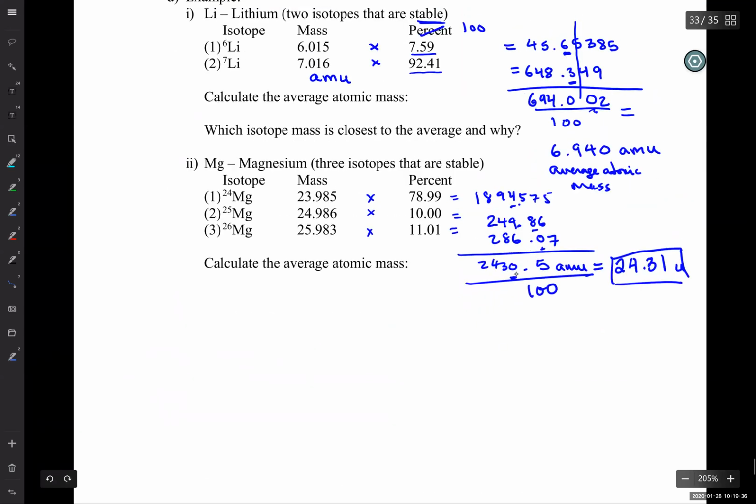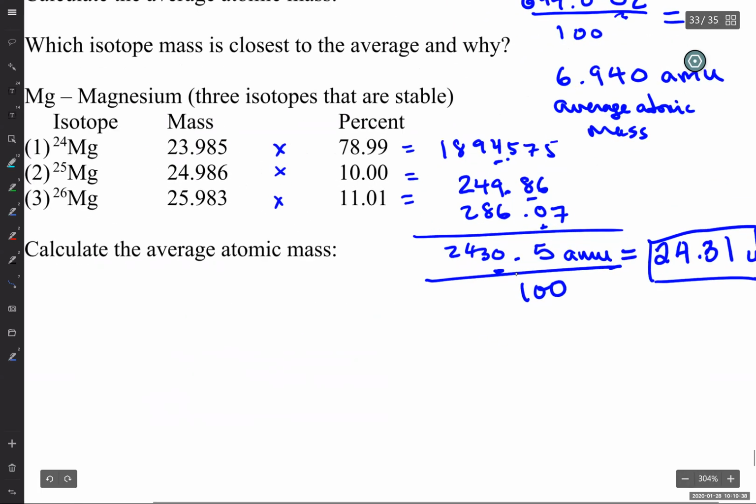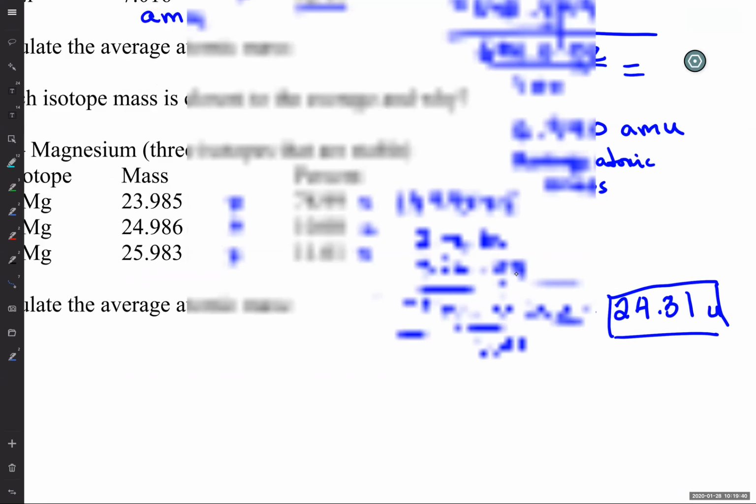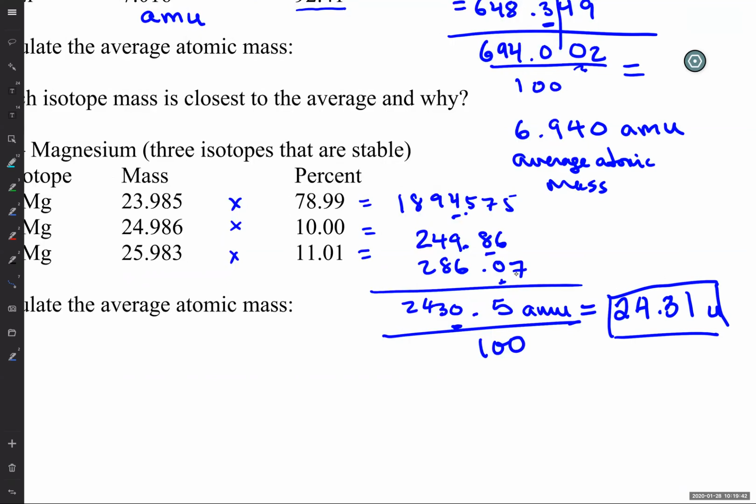That's actually the last thing for today. And then we're going to talk a little bit about lab. So when you get done, you look up and see if you got 24.31, right? And what did we say? It would be pretty close to the 23.985 because that makes up most of the mass. And so 24.31 is a little bit bigger than that mass because the other isotopes are heavier than that. But again, it's 80% of it, so it should be pretty close to that.